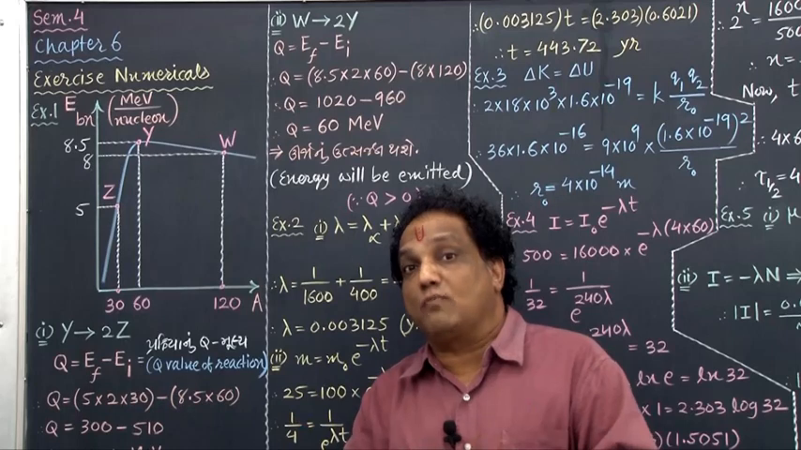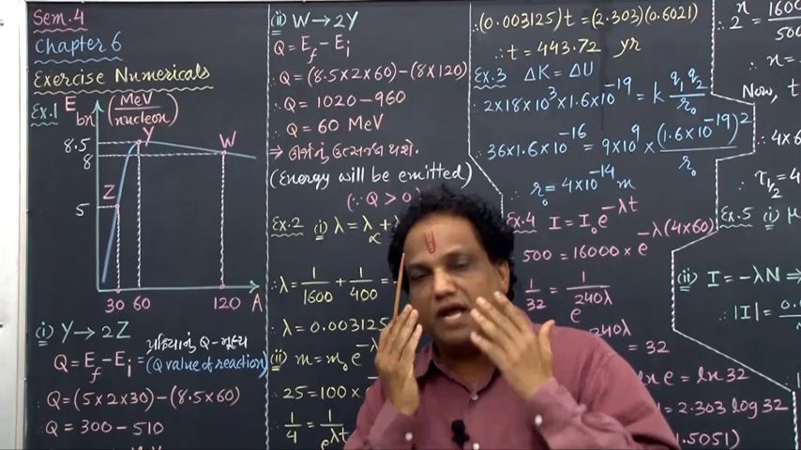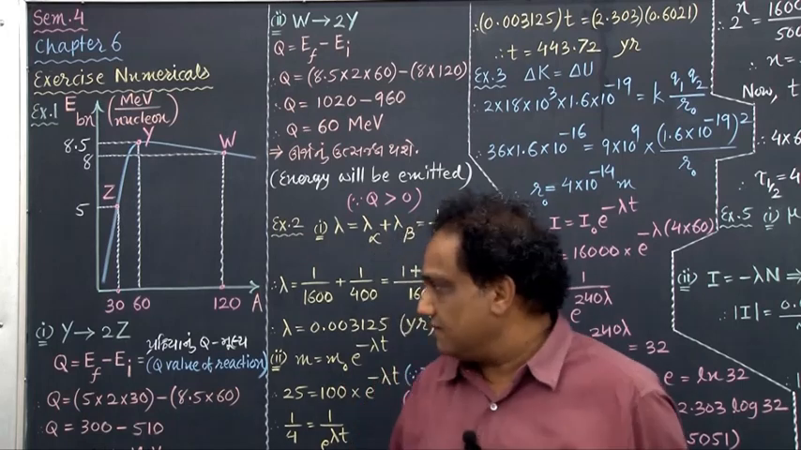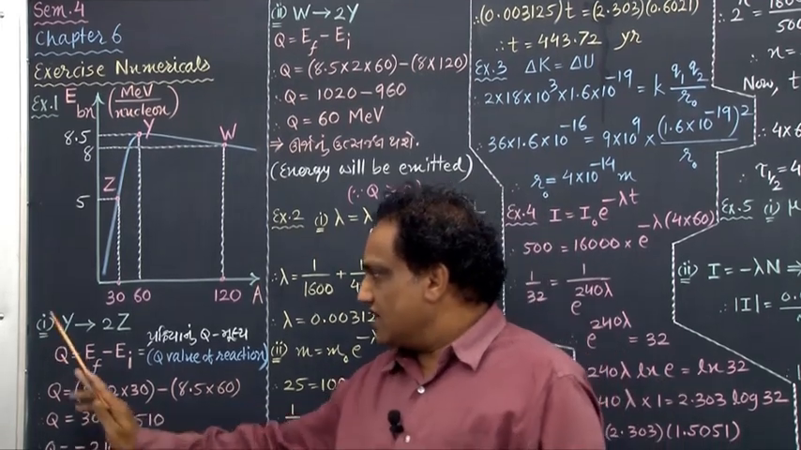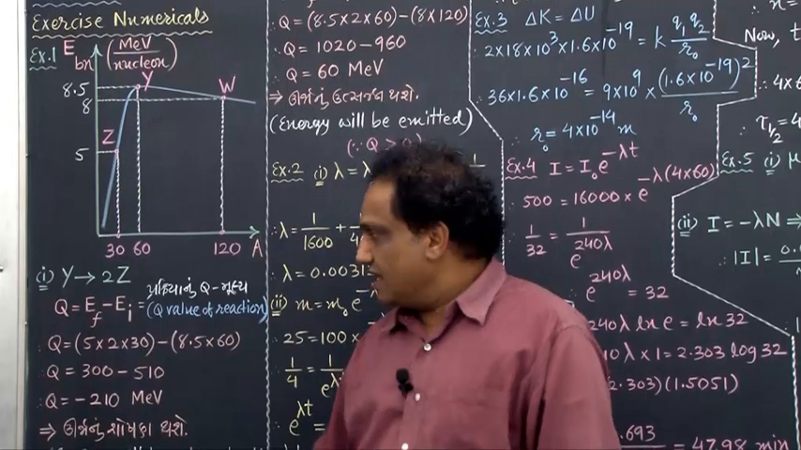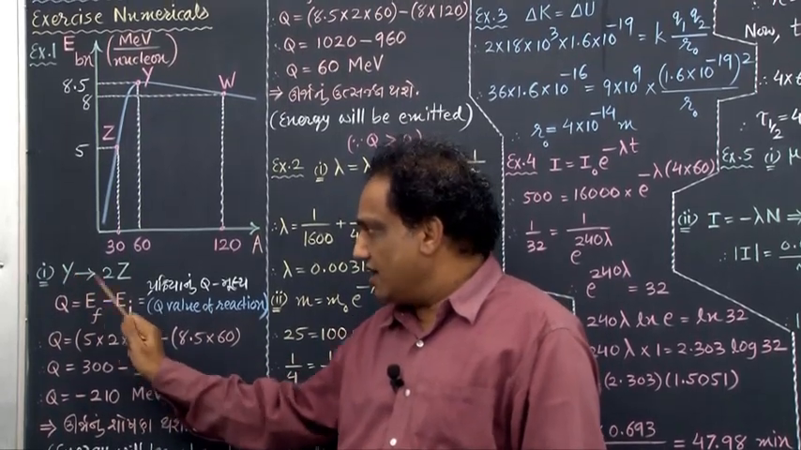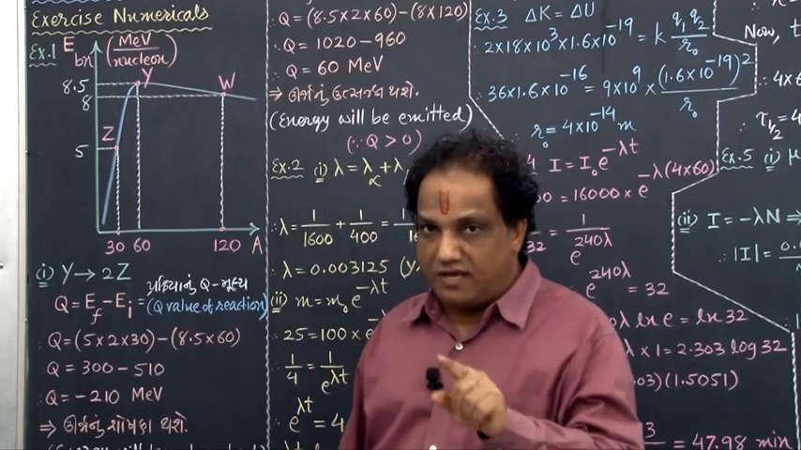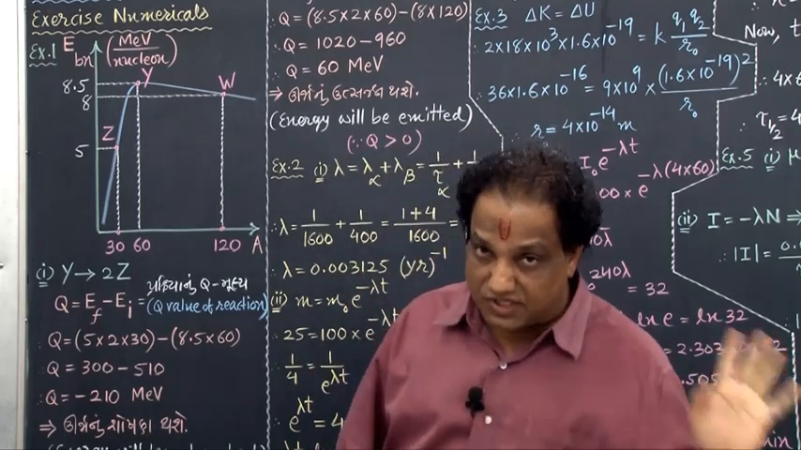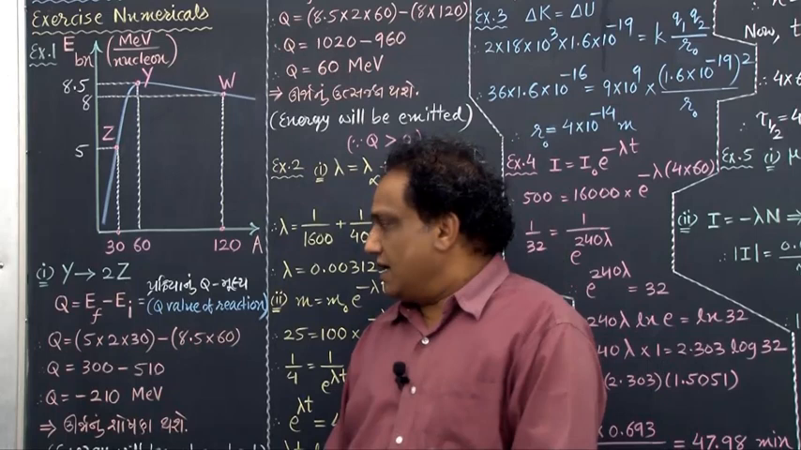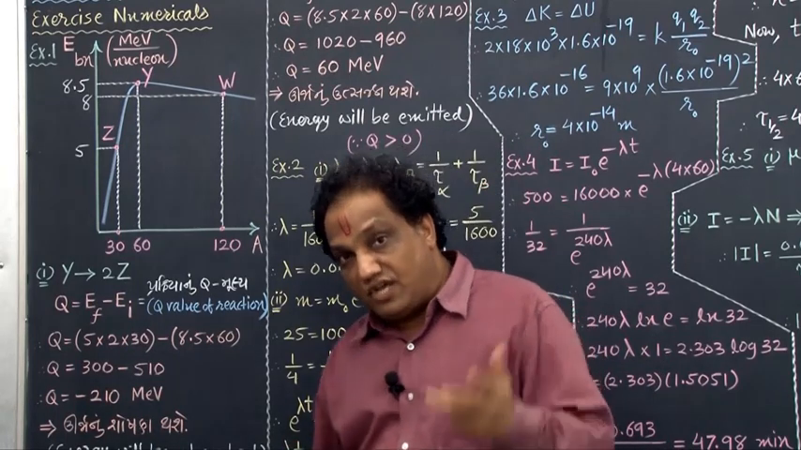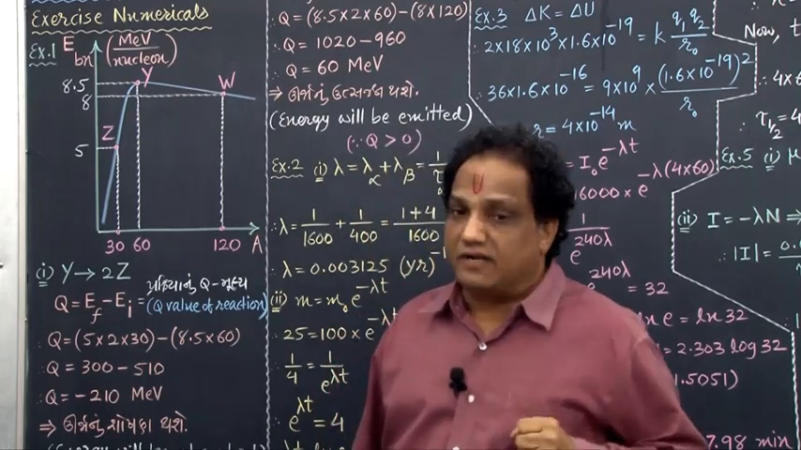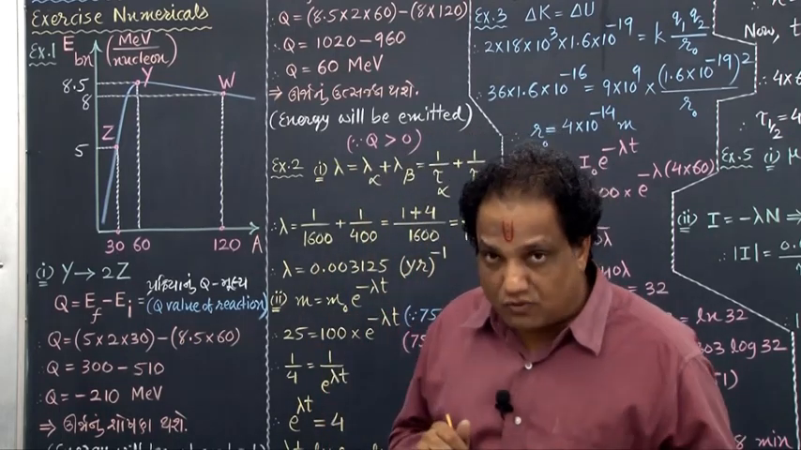It is total number of protons and neutrons. That is total number of nucleons. Correct? Fine. The first process they have given is Y gives 2 times Z. Now they have asked in which of the two given processes energy will be emitted. That is what we have to find out.